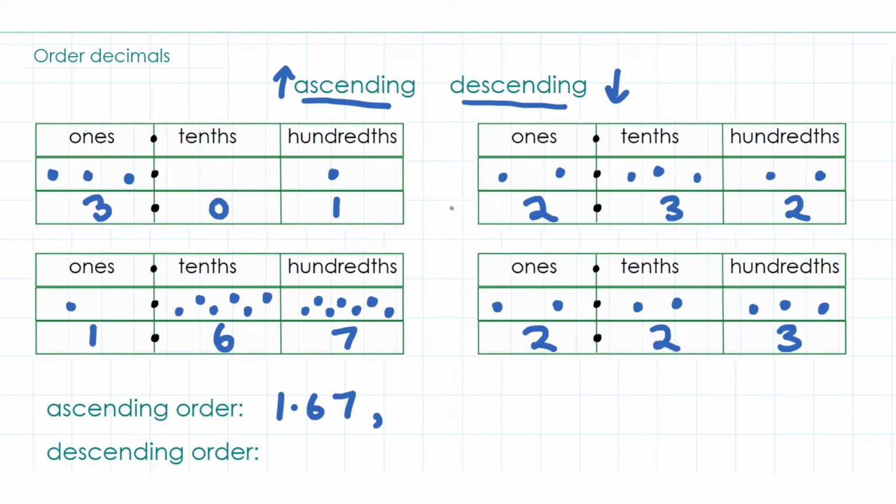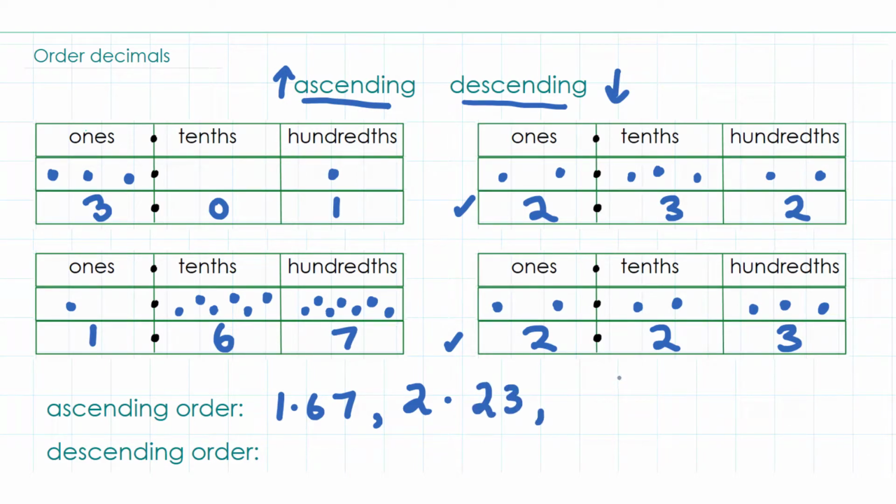So now we're going to compare these two. The ones we know are the same. So then we look at the tenths. What do we see? 3 tenths here compared to 2 tenths. So which is the smaller value? 2 tenths is smaller than 3 tenths. So 2.23 is smaller than 2.32. And that's the second smallest. That goes here. 2.23. Now we're going for the third smallest.